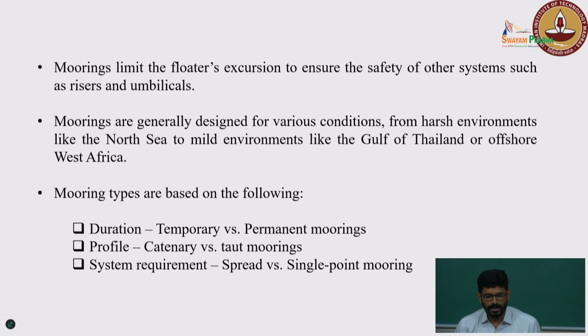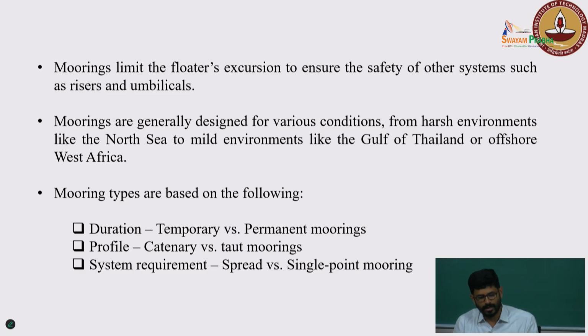Okay, the moorings are generally designed for various conditions, from harsh environments like the North Sea to mild environments, like the Gulf of Thailand or offshore West Africa. So all we say is that different regions have different metocean data, based on which the moorings are selected. So as of now we know what a mooring is and why it is required, right? Moorings are primarily meant for station keeping, and the design depends on where it has to operate, correct?